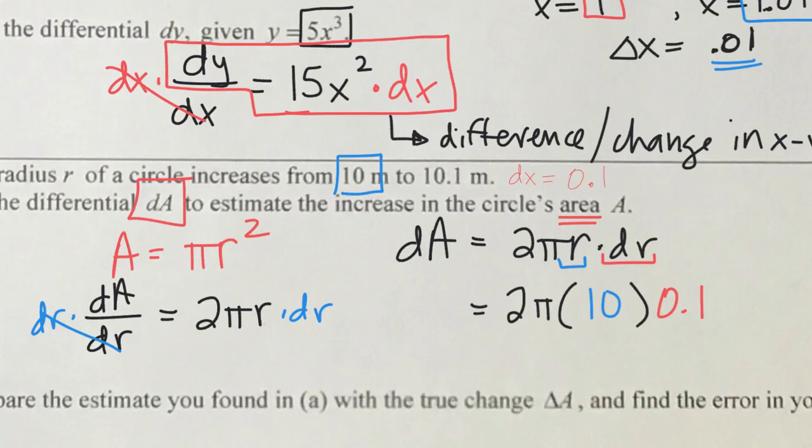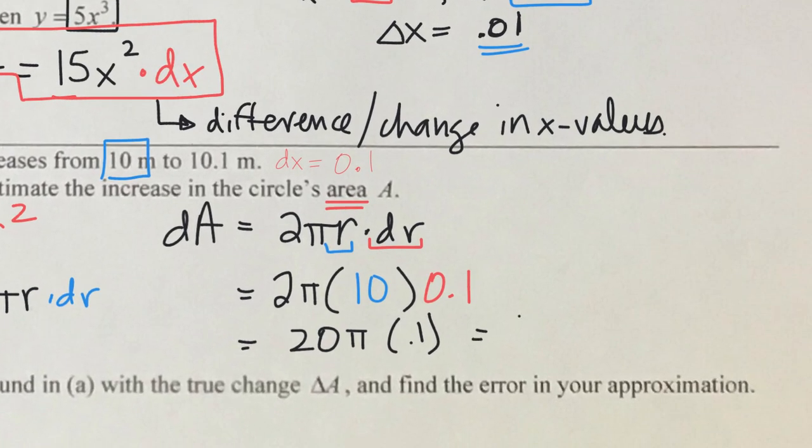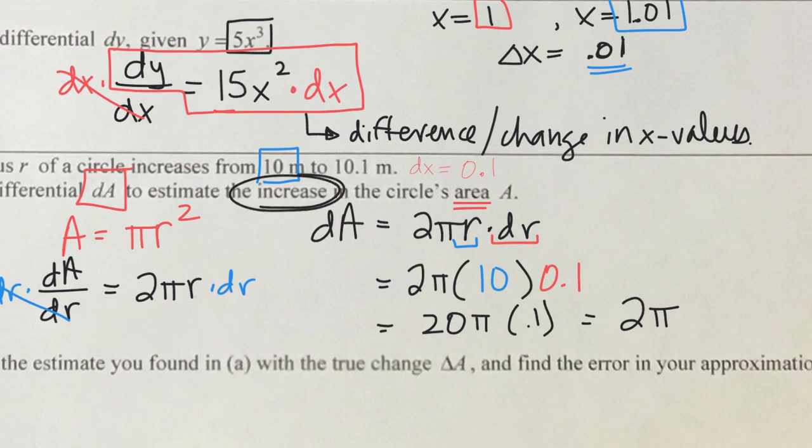So let's see if we can do this without a calculator. This is 20 pi times 1/10. What's 1/10 of 20? 2. So 2 pi would be the increase, the estimated increase in the circle's area from changing it from a radius of 10 to a radius of 10.1.